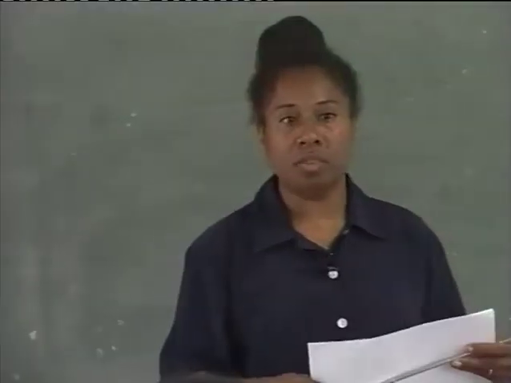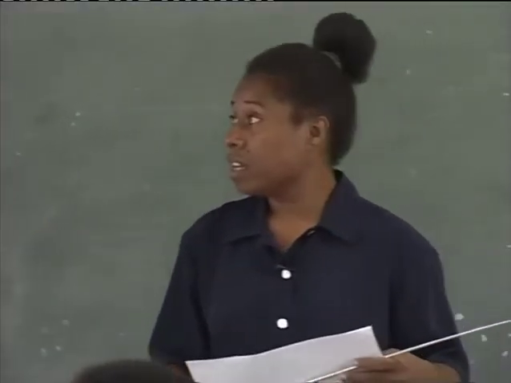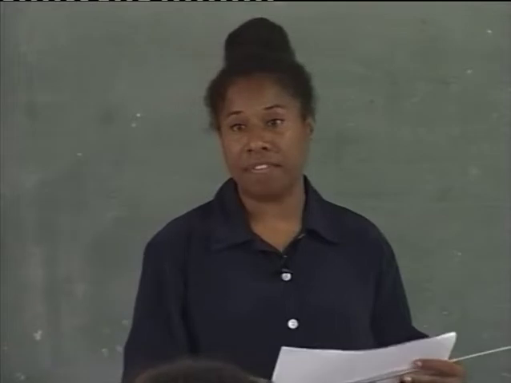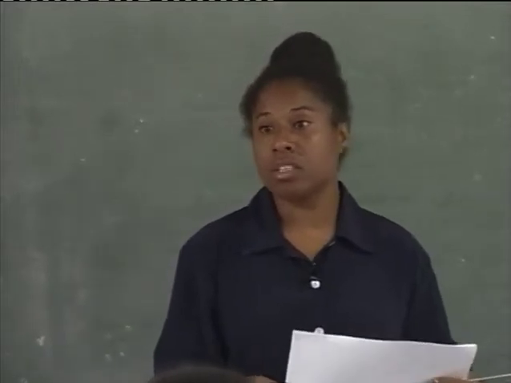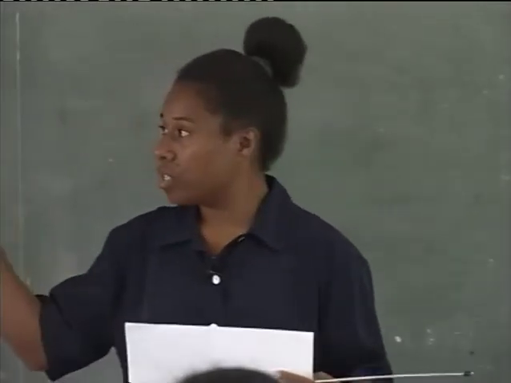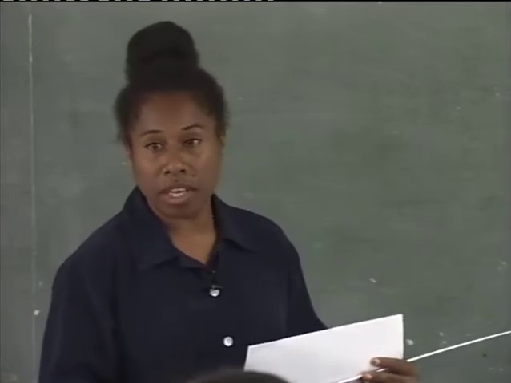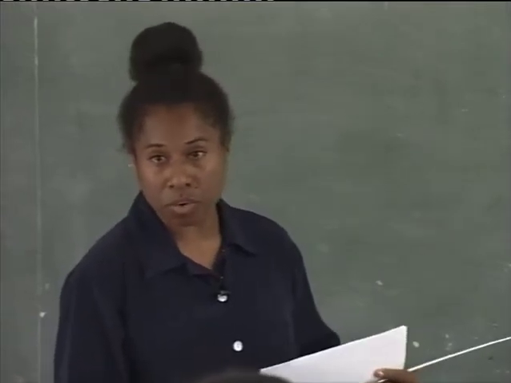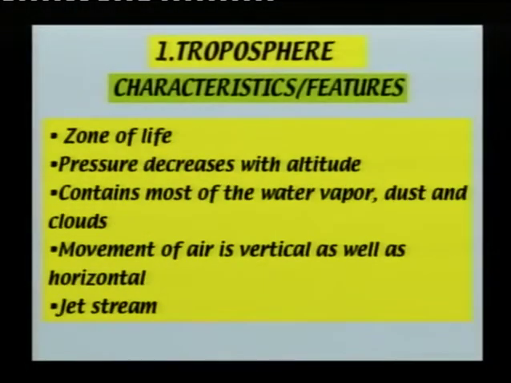Another of the characteristics which was actually brought up was the fact that the troposphere is the zone of life. We have plants, animals, human beings, etc., which are found within this particular zone, and that's the troposphere, the zone of life. Moving on, another important characteristic to do with the troposphere is that pressure, this time, pressure decreases with altitude. The higher up we go, pressure tends to decrease. That is one of the characteristics of the troposphere.